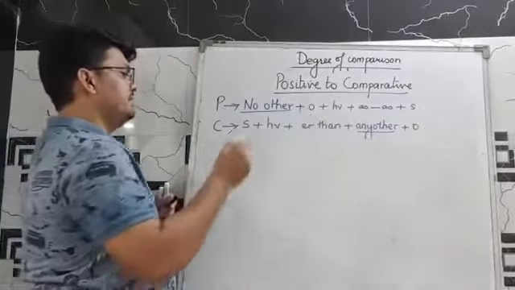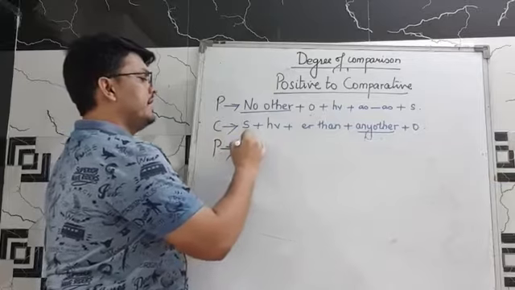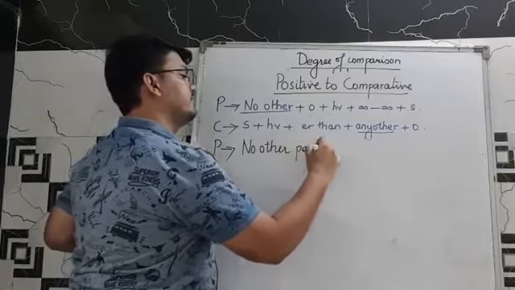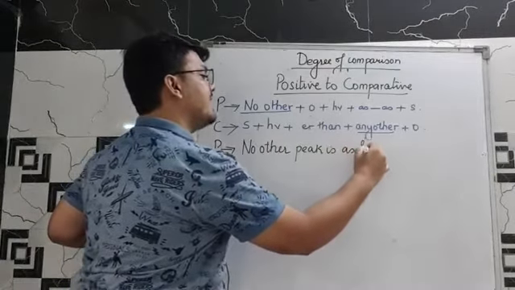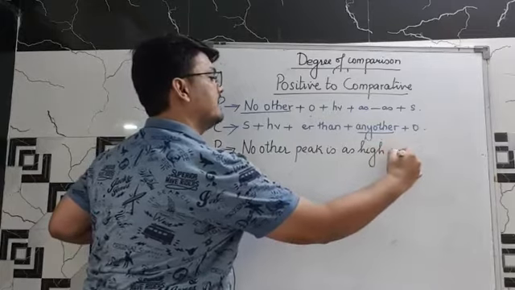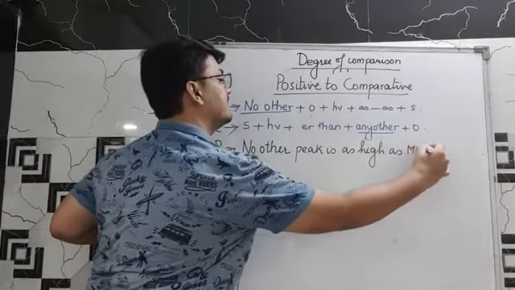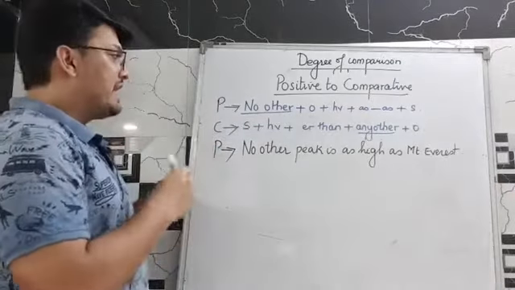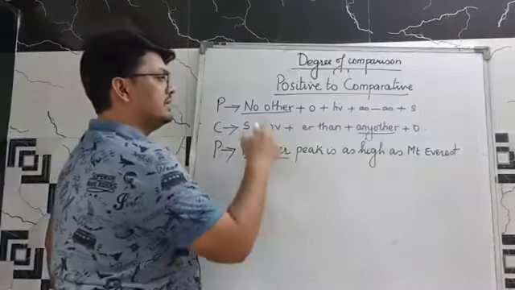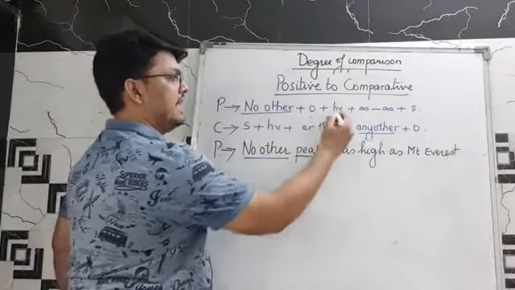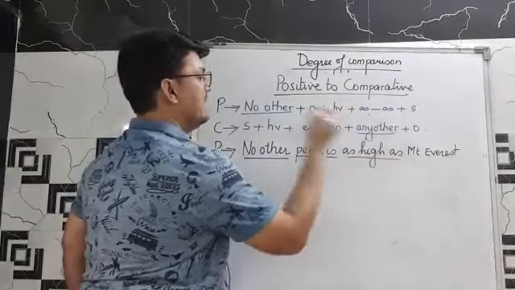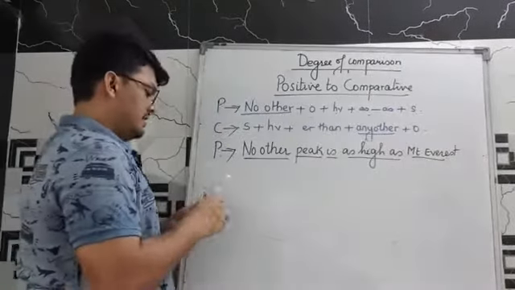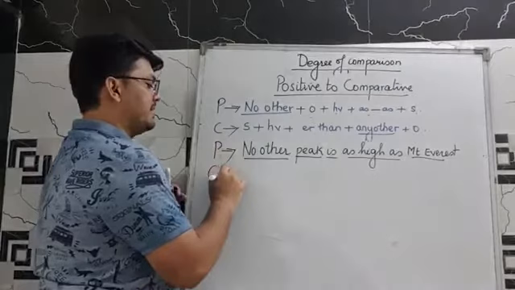Let's take example. Positive degree. No other peak is as high as Mount Everest. First we will analyze the sentence. It started with no other. Helping verb. As positive degree. And we can see subject Mount Everest. Now we'll follow the structure. The Mount Everest will come here.